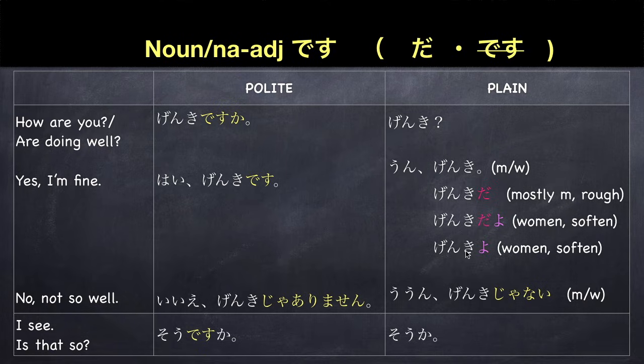Or, 元気よ. No, not so well. Or no, I'm not well. Or no, I'm not fine. いいえ、元気じゃありません。元気じゃない。So this can be used by both men and women. Next is the expression そうですか, meaning I see or is that so? In plain form, you can just say そっか.